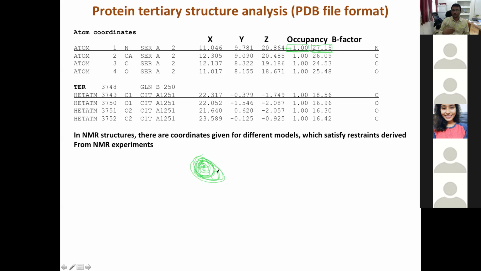This can range anywhere from 10 to any higher number. Not really, it doesn't have any specific boundary. It can become 100, 200, whatever the number may be. And in understanding, the higher the B factor is, this is given in angstrom square, the higher the B factor tells you that the particular atom, or the region where this particular atom is sitting, is highly flexible.